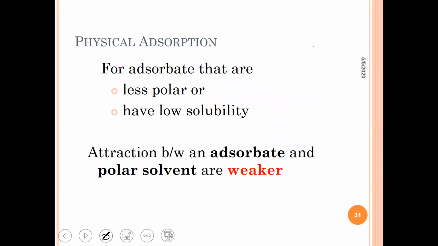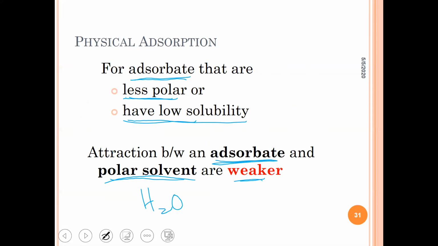So the adsorbate, which is less polar and has low solubility, will be attracted toward the adsorbent, because the interaction or attraction between the adsorbate and the polar solvent, which in our case is water, will be weaker, because the adsorbate is less polar or non-polar. So solubility is low. In this case, this adsorbate will be attracted toward the non-polar adsorbent, which in our example is activated carbon.